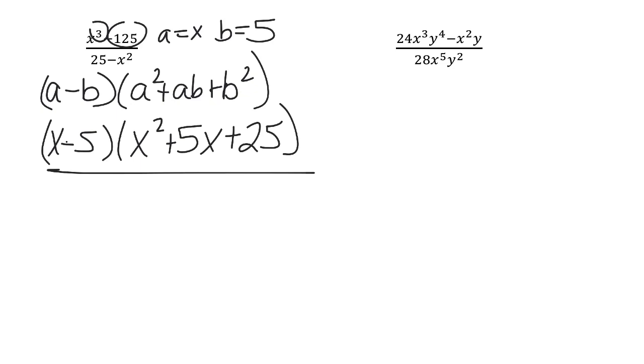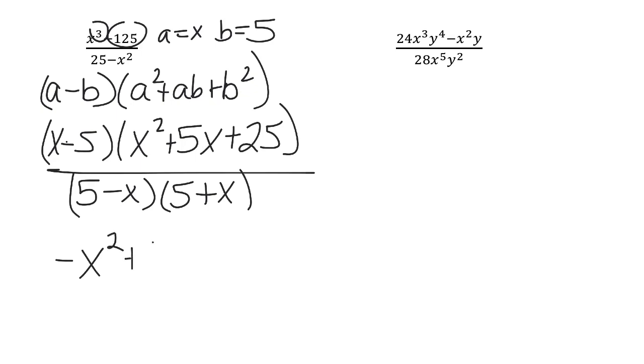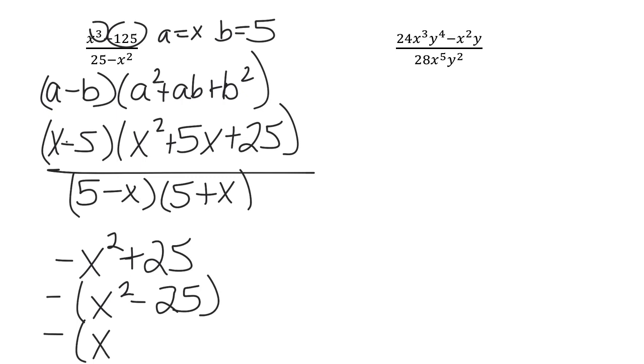And then the bottom factor is 25 minus x squared. We can say that's 5 minus x and 5 plus x. That's how we could factor it that way. How else could we factor that? Sometimes we don't like to look at it that way. We could look at it as negative x squared plus 25. And if we factor out a negative, we get negative on the outside, x squared minus 25. And then we have a negative on the outside, x minus 5, x plus 5.